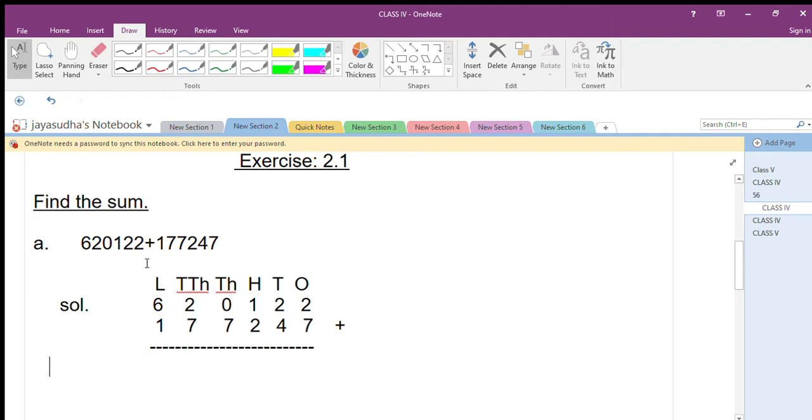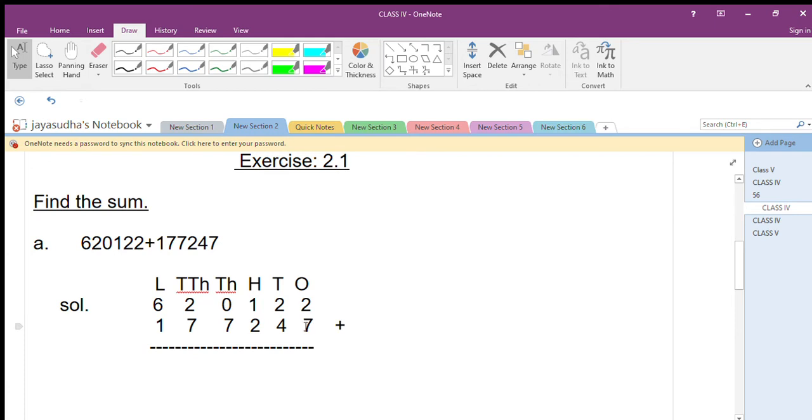Here the 2 is in the ones place, so you write the 2 in the ones place. Then again 2 is in the tens place. This 1 is in the hundreds place. 0 is in the thousands place. 2 in the 10,000s place. 6 in the lakhs place. So you have to write the numbers according to their place values. Next set of numbers you write the same way, according to the place values only, because the value does not change that way.